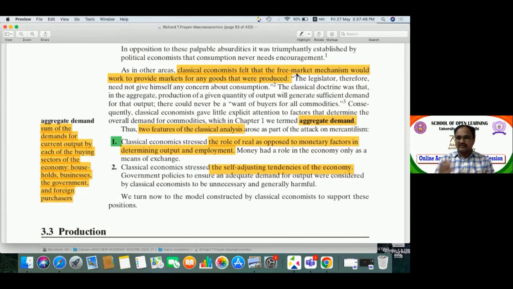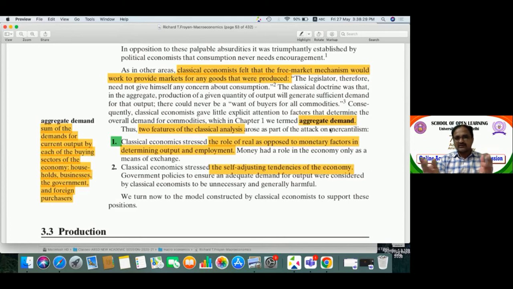That means whatever the market is, goods are freely exchanged for one another. They can produce freely: the free market mechanism. The classical doctrine was that given aggregate production, the quantity of output will generate a sufficient demand for that output, by the factors of production. So the classical economists stressed aggregate demand. What is aggregate demand? The availability of demand for goods and services in the economy. That is the output, you can say.